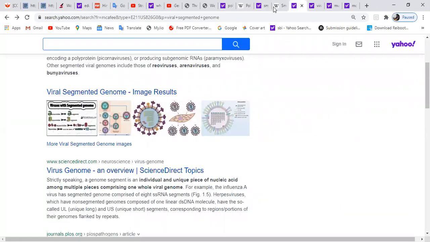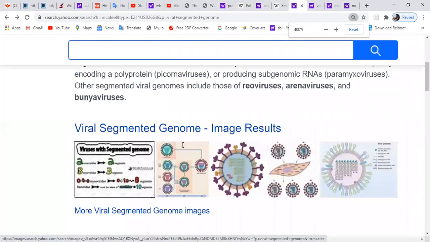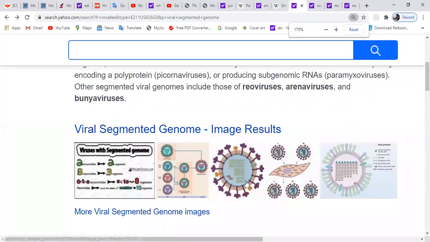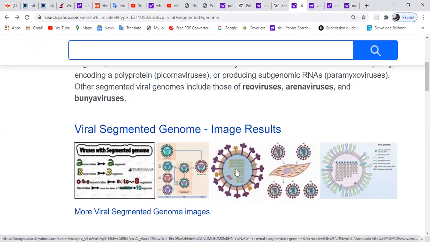First of all, we will discuss segmented genome viruses. Here it is given, as you can see, this particular structure. In this structure, you can see this is influenza virus A. The genome is present in the form of fragments, but all the fragments are present in the same virus. Therefore, they are called fragmented genome viruses. Other examples of segmented viral genomes are given here: rhinoviruses, arenaviruses, and bunyaviruses. These three families of viruses also have segmented genomes.